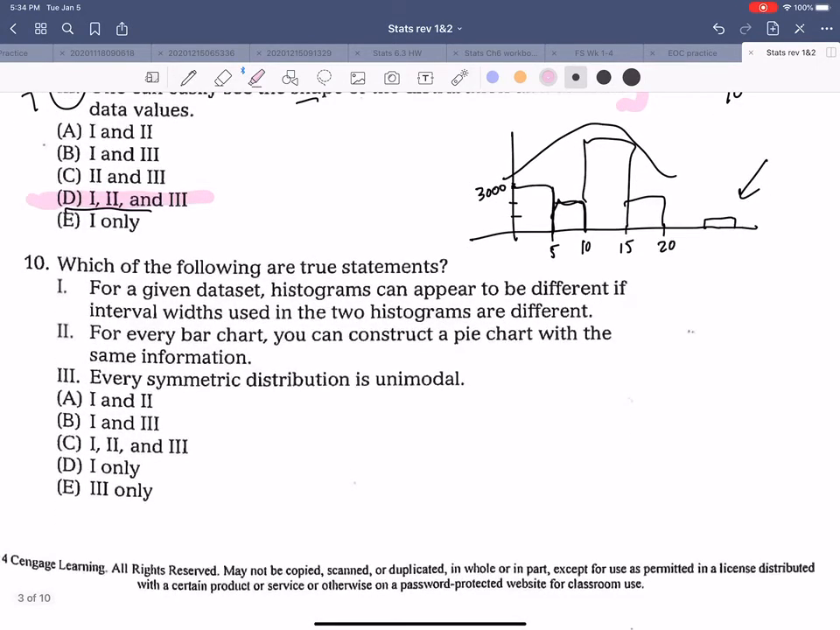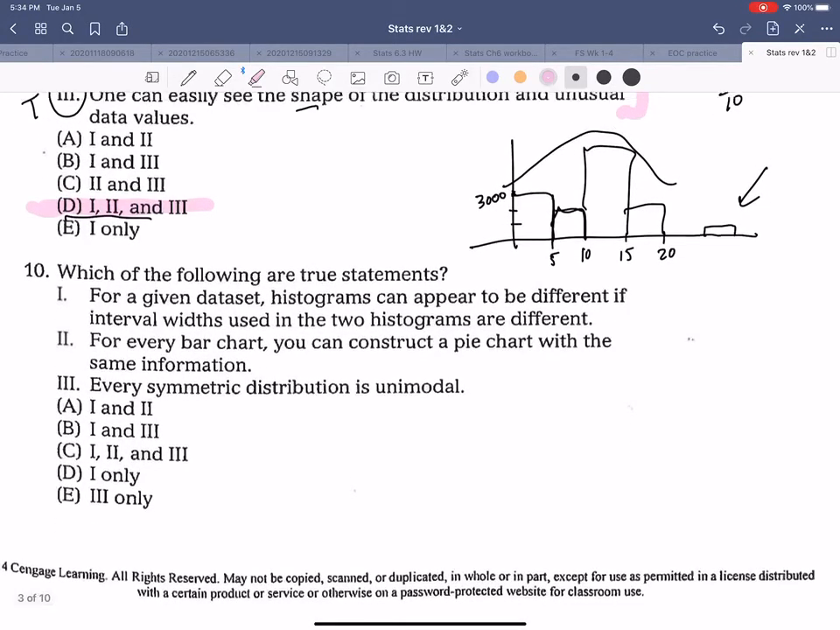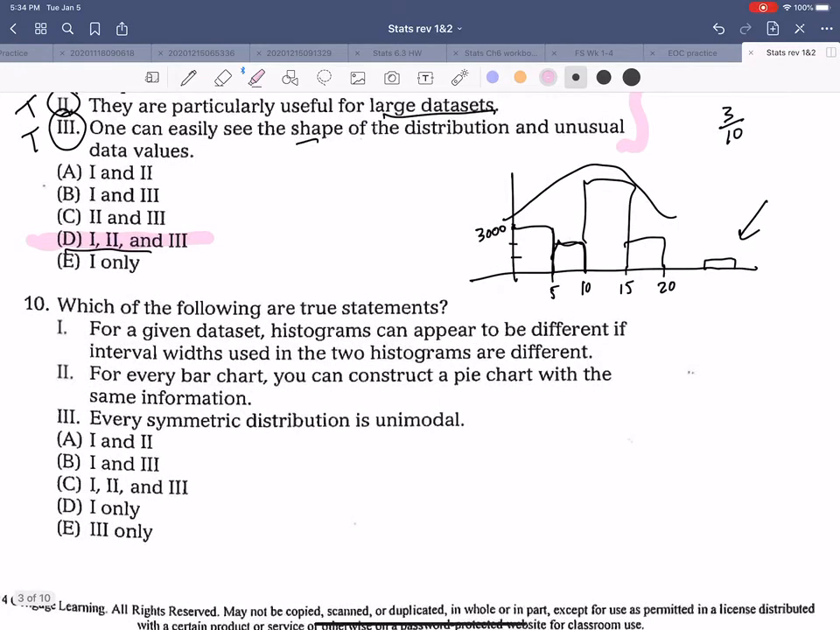10. Which of the following are true statements? For a given data set, histograms can appear to be different if the interval widths used in the 2 diagrams are different. So I believe that is true because that's happened to me before when I made one. So let's give an example. If I look at the data up here, and let's say I change this to 3. So let's say that's 3 and that's 2. Maybe that's 6 and that's back down to 2.